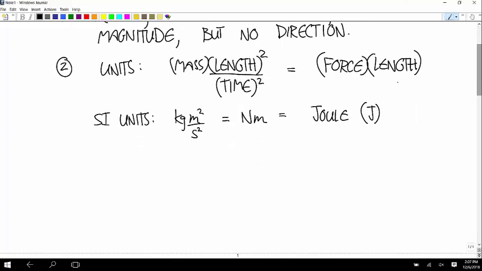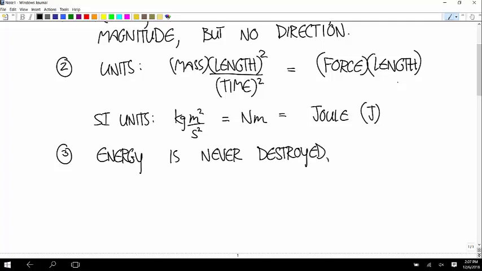And then the third thing about it is energy is never destroyed. Only exchanged. Ooh, that sounded like Star Wars there for a second. Or transferred.